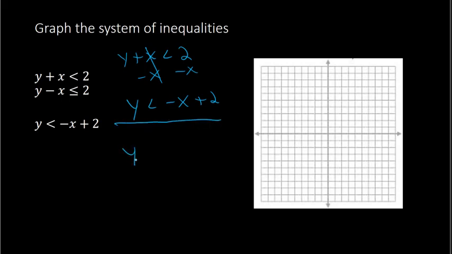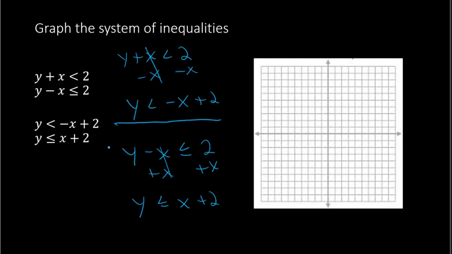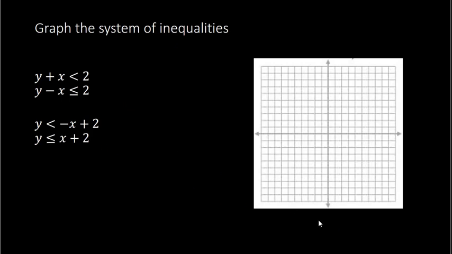Then the second one, we have y minus x is less than or equal to 2. To solve this one for y, we can add x to both sides. We now have y is less than or equal to x plus 2. Here are our two inequalities, and from here we can graph. For the first inequality, our slope is negative 1 and our y-intercept is positive 2. For the second inequality, our slope is positive 1, and our y-intercept is positive 2 as well.